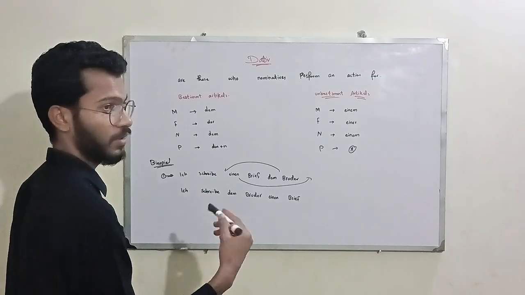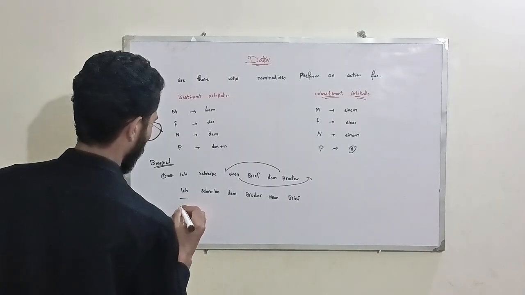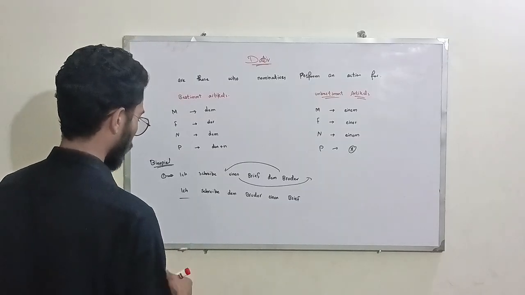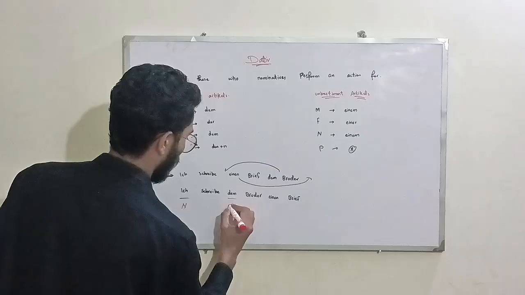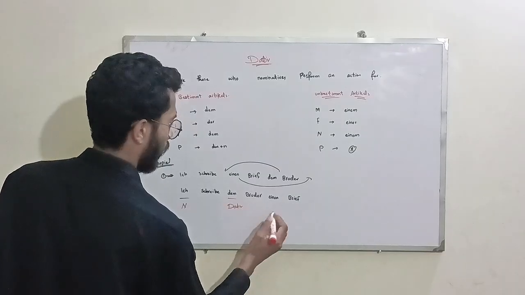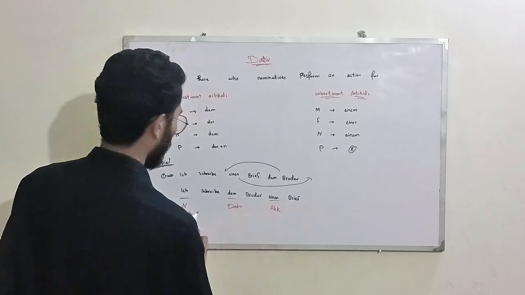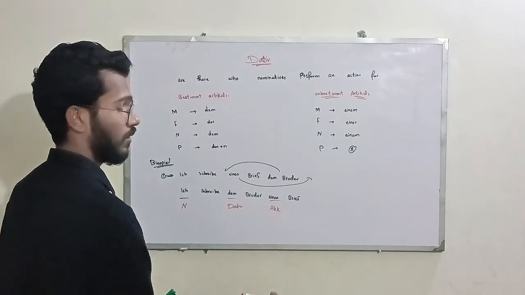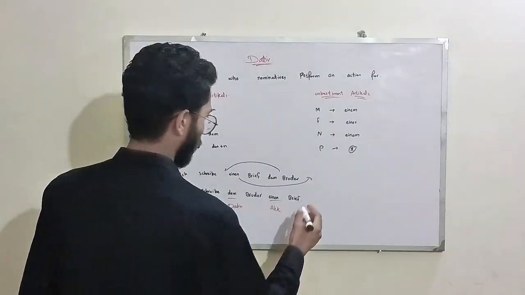Ich is a nominative form. Dem is a dative form. And einen is an accusative form. First comes the nominative, then the dative. In the last, the accusative comes in a sentence.